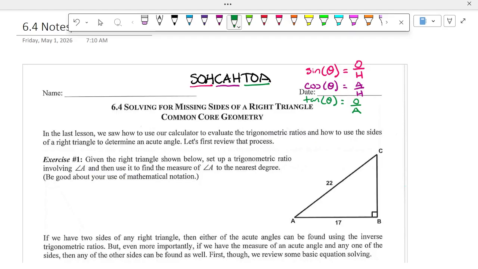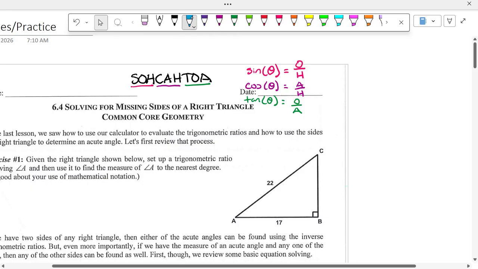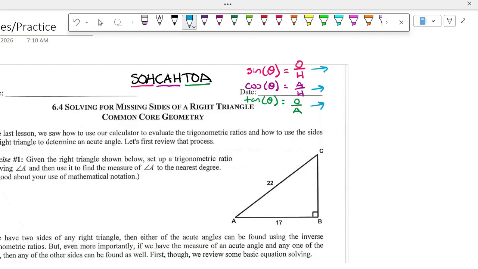Now, on the flip side, we had the inverse sine, cosine, and tangent. What did we use inverse trig ratios for? So that was sine to the -1, cosine to the -1, tangent to the -1. What did we use those for? This is what we did Wednesday.